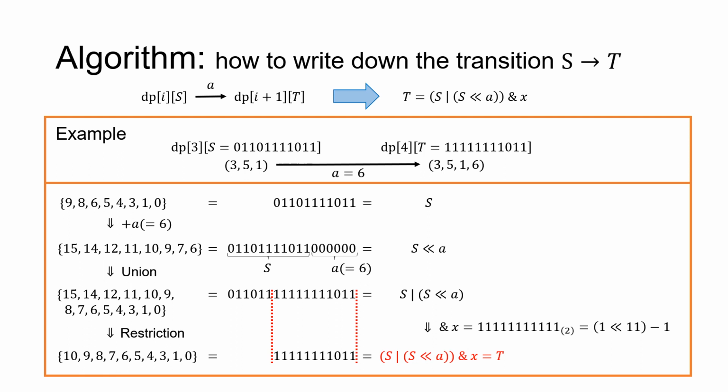Finally, to restrict the set, we cut digits greater than 10, but we can do it by taking a bitwise AND with a binary number consisting of 11 digits, all of which are 1. We call the number x, and x can be calculated as left shifts of 1 by 11 minus 1. Therefore, the state t can be calculated as follows. This is a big advantage of using a binary representation for the state S.